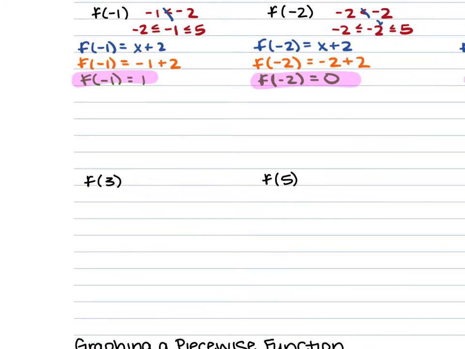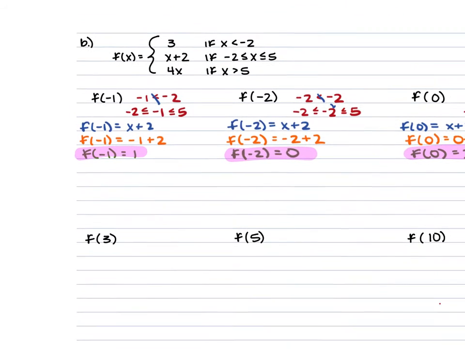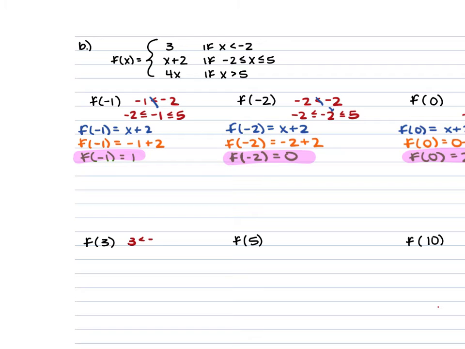Our next one, we have f of 3. So we're going to do 3 is less than -2. That's not true. Is -2 less than or equal to 3? Yes. Is it also less than or equal to 5? Yes. So again, we're going to use that x plus 2. So f of 3 is equal to x plus 2. Plug in the 3. f of 3 is equal to 3 plus 2. So f of 3 is equal to 5.